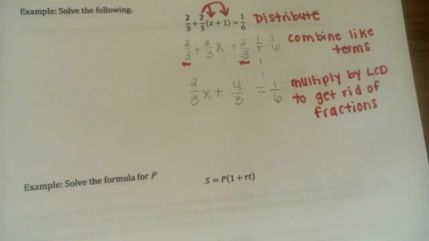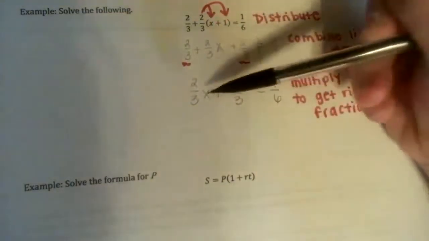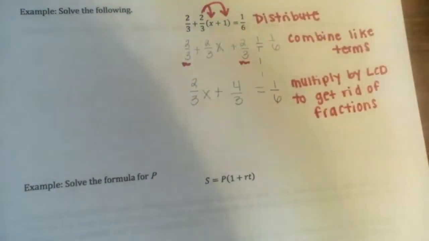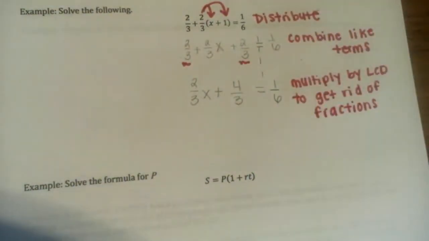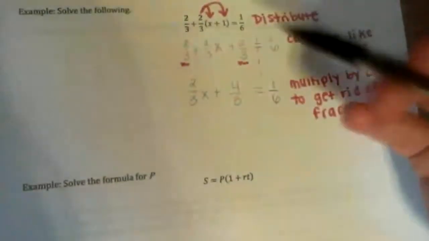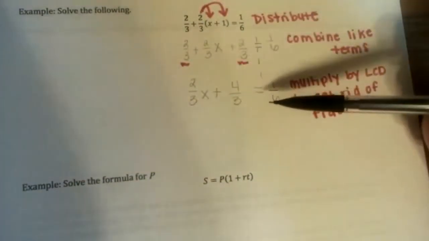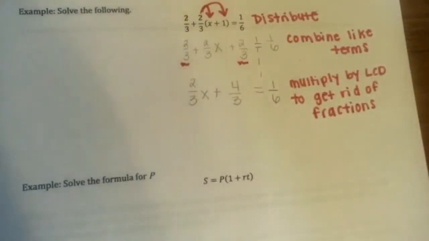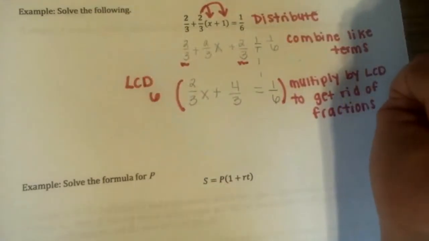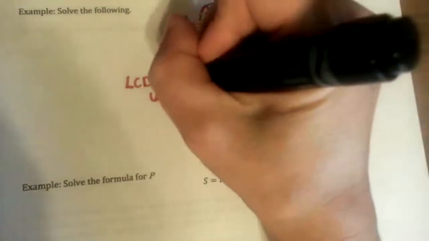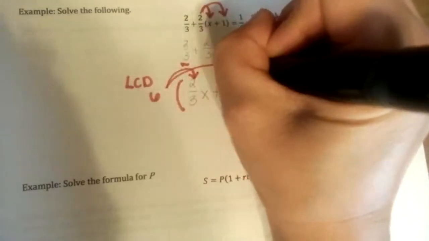All right, so let's find our LCD. So if we have thirds, and 6, I have 3, 3, and 6 as our denominators. I want to make all my denominators the same. So I can make 3, 3, and 6 all into 6, and then they'll be all the same. So our LCD here would be 6. So I'm going to multiply everything by our LCD, which is 6. Now we're multiplying fractions. So the 6 is going to be multiplied to every term inside the parentheses.